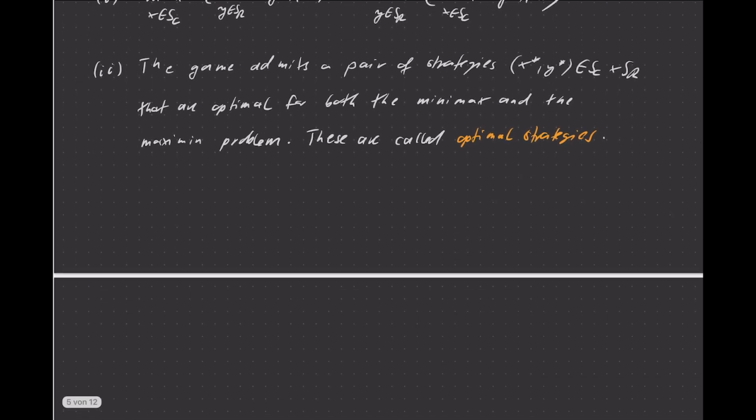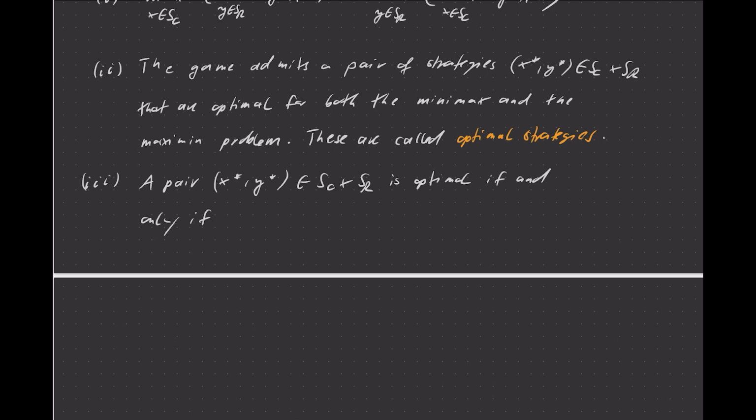Third, there is a very close connection between optimal strategies and Nash equilibria, and that connection is they're the same. So any Nash equilibrium also constitutes a pair of optimal strategies and vice versa. So a pair x star, y star in SC times SR is optimal if and only if it constitutes a Nash equilibrium.